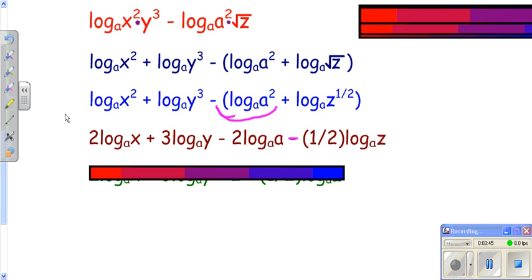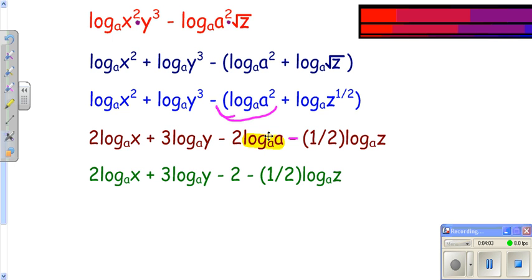Now you notice the directions said to write it only in terms of x, y, and z. And you'll realize you have the log base a of a here. But if you remember carefully, that really means your base of a to what power gives you a. You should remember that that means 1. So it's a 1 times your 2.